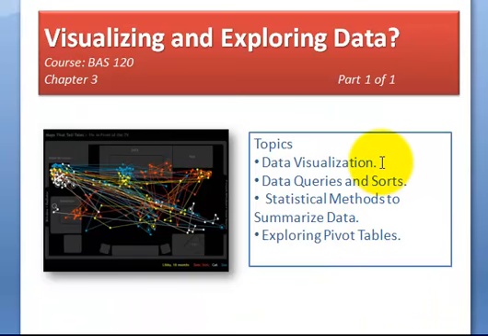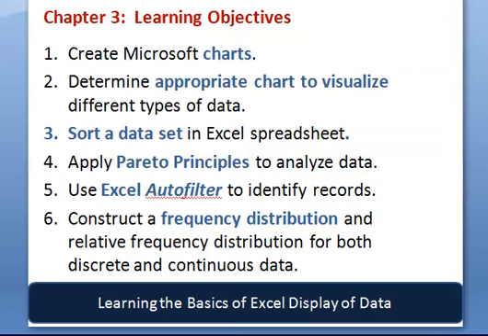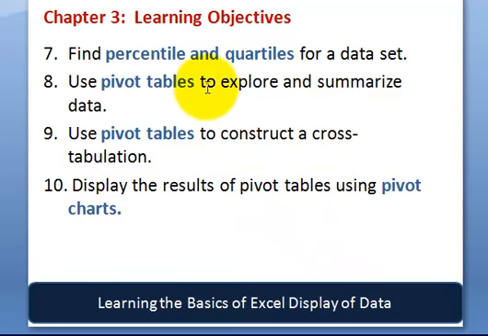So we've talked about the visualization of data, why it's important, what it is, how to do data queries and sorts, some statistical methods we use to summarize data, and how to use pivot tables. Just the learning objectives for Chapter 3: we talked about charts, choosing the appropriate chart, sorting data sets, Pareto principles, the auto filters, frequency distributions. There are examples of each one of those in the series: percentiles and quartiles, pivot tables to summarize data, pivot tables and cross tabulations, and pivot tables using pivot charts.